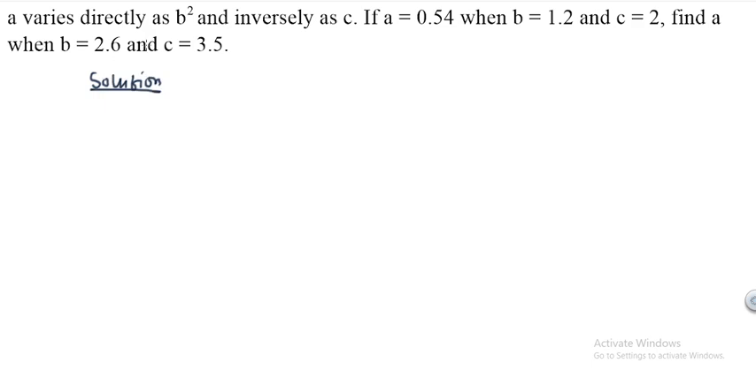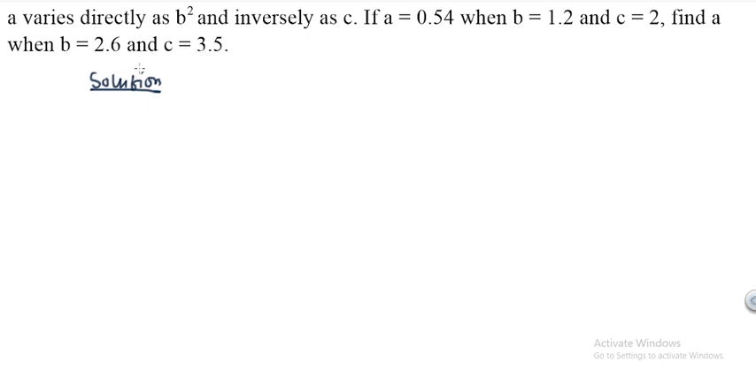If I read out my question, it says A varies directly as B squared and inversely as C. If A is 0.54 when B is equal to 1.2 and C is equal to 2, find A when B is equal to 2.2 and C is equal to 3.5.